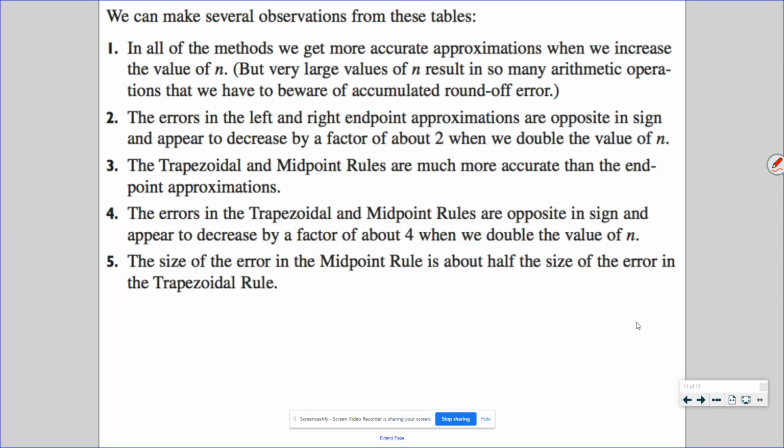Just keep in mind that midpoint values and trapezoidal values are the most accurate estimations you could use. They're just a little bit tricky, so you have to be super careful when you are computing midpoint and trapezoidal approximations.